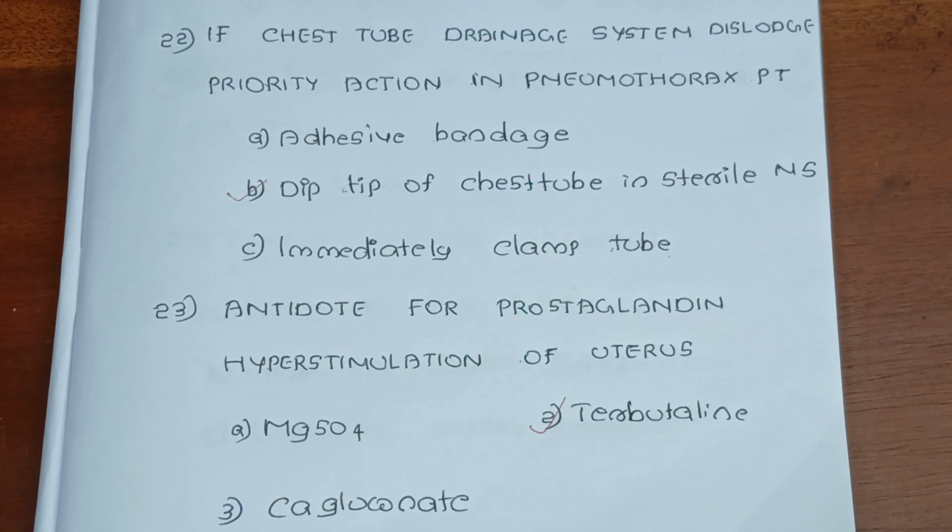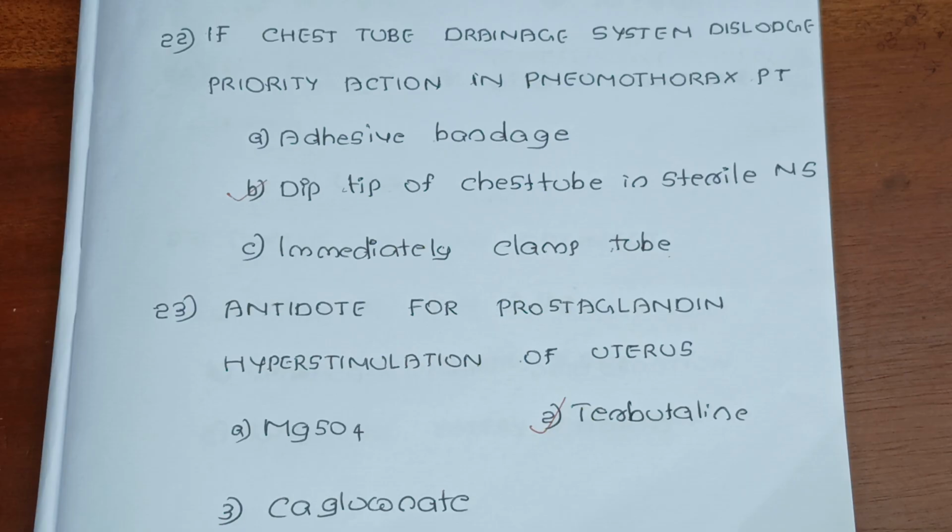If chest tube drainage system is dislodged, priority action in pneumothorax patient is. Correct option is answer B. Tip of chest tube in sterile water. In this one, it is directly stated the chest tube drainage system is dislodged. If chest tube is dislodged, we have to put adhesive tapes tightly at the site. Here it's clearly told the chest tube drainage system is dislodged. So, tip of chest tube in sterile water.